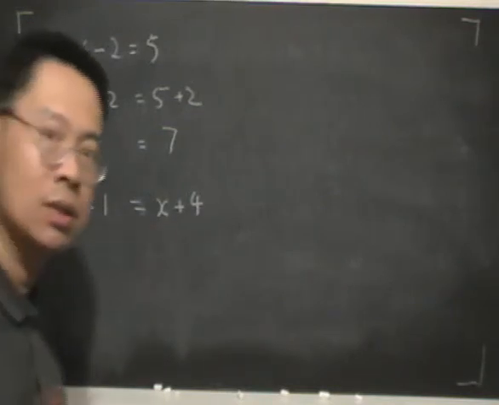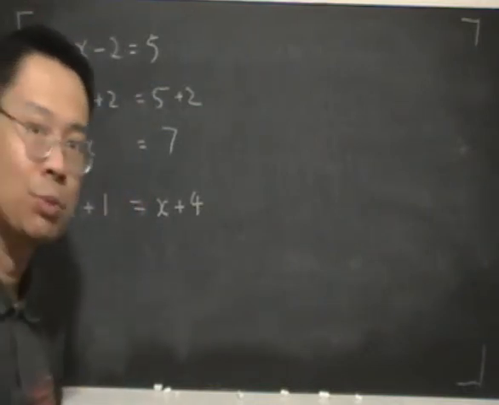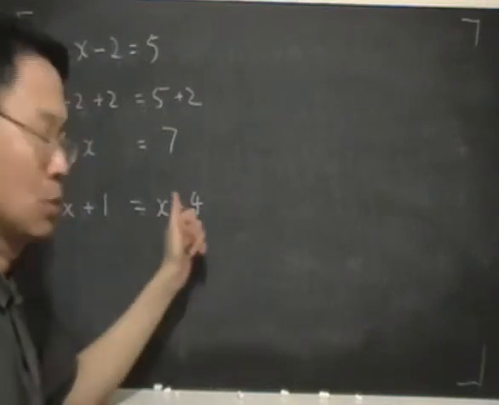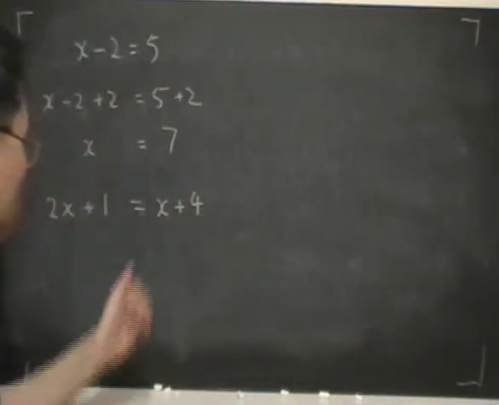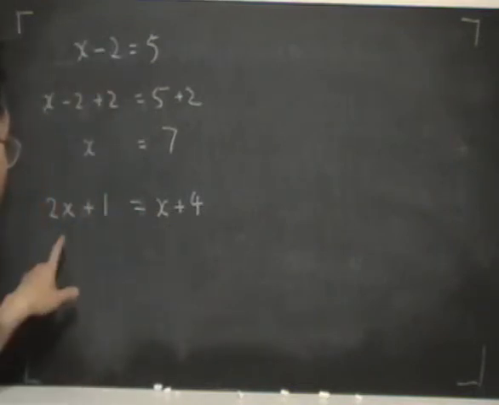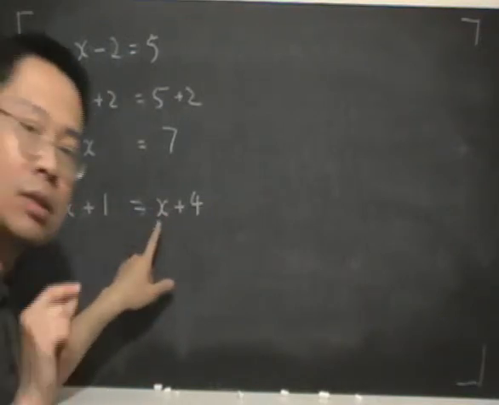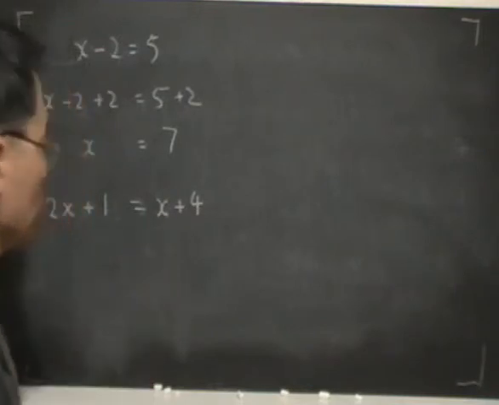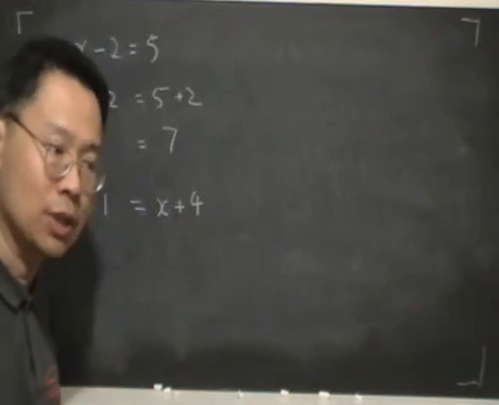Right, how do we get rid of the x? Well, in just the same way as before, we minus the number, we minus the x. So let's try that. I have an x there and a 2x there. I want to get rid of the x on the right hand side. So I'm going to minus x from both sides.